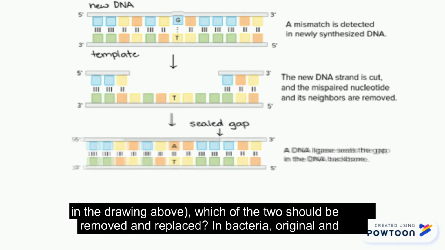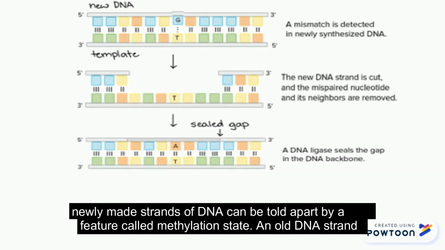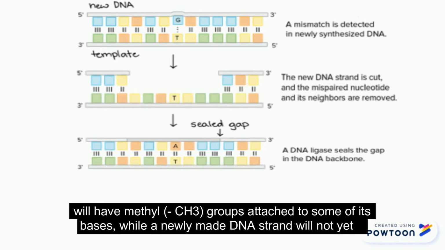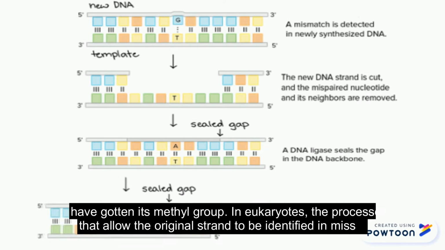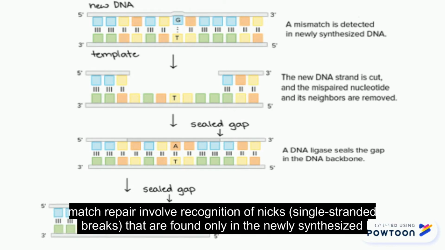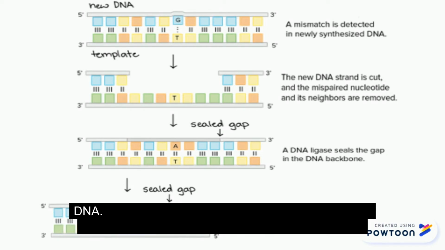In bacteria, original and newly made strands of DNA can be told apart by a feature called methylation state. An old DNA strand will have methyl CH3 groups attached to some of its bases, while a newly made DNA strand will not yet have gotten its methyl group. In eukaryotes, the processes that allow the original strand to be identified in mismatch repair involve recognition of nicks, single-stranded breaks, that are found only in the newly synthesized DNA.